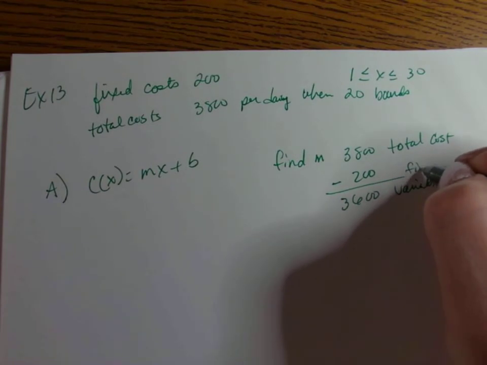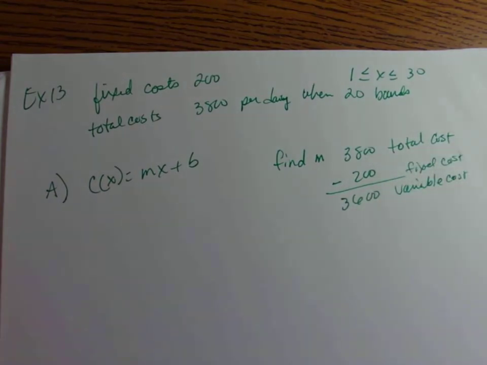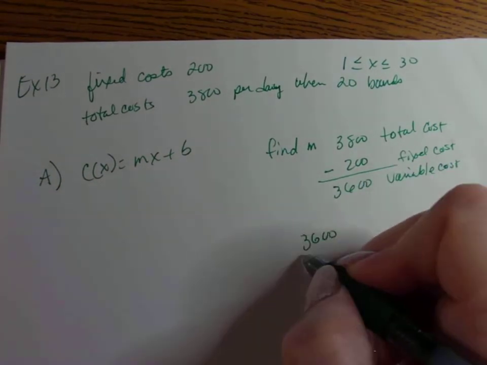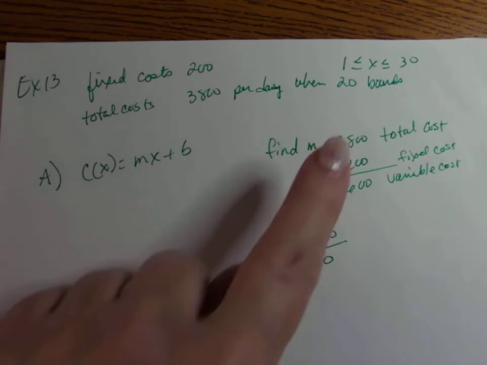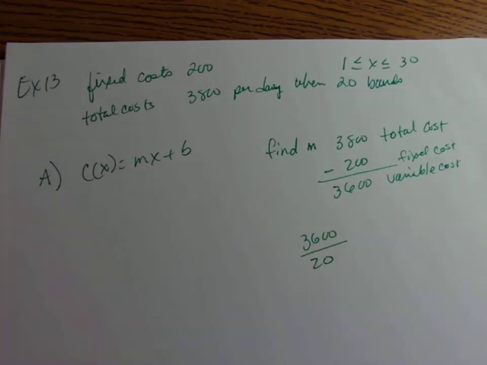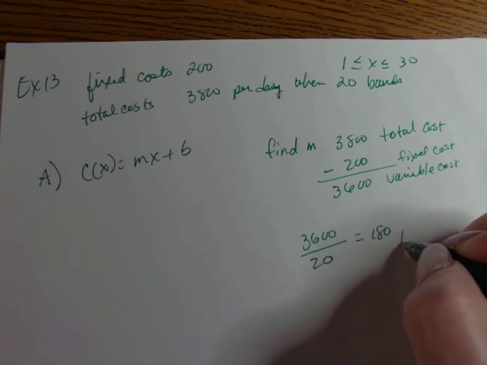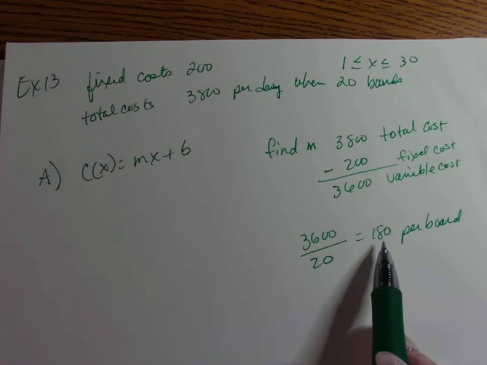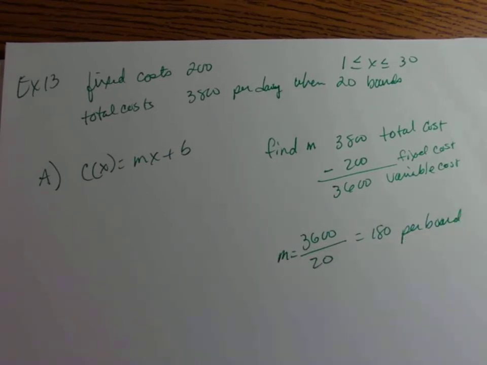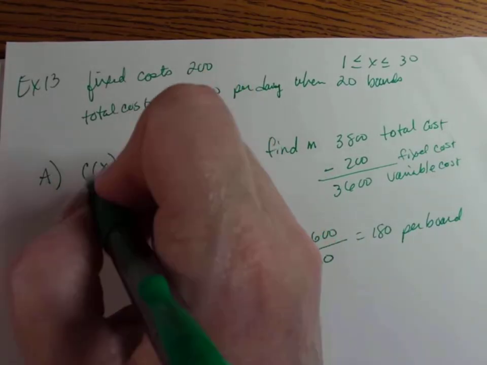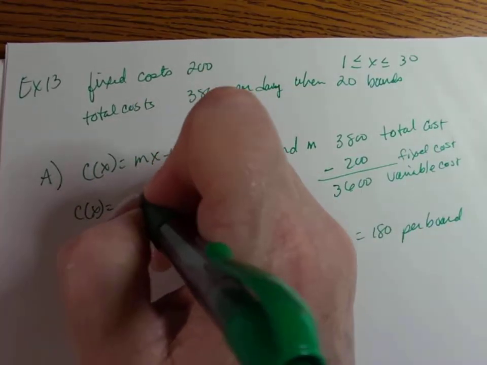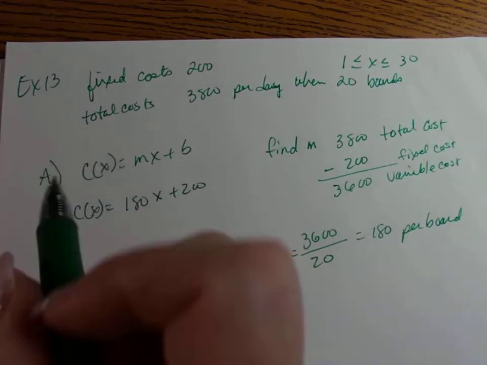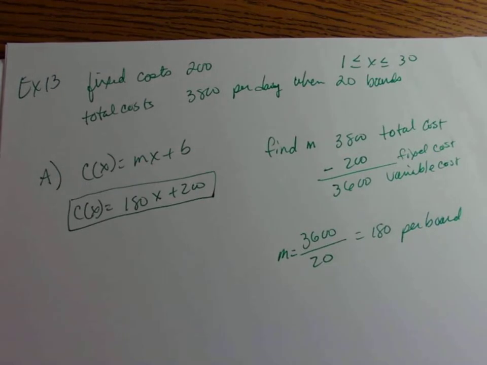So subtract out the fixed to get your variable. Now, we take the $3,600 variable cost and divide it by the number of boards, because they said for 20 boards. 3,600 divided by 20 is 180 per board. So now that is going to be our m. Okay? All right, so C of x will be equal to 180x plus our fixed costs. So that's our cost function right there.